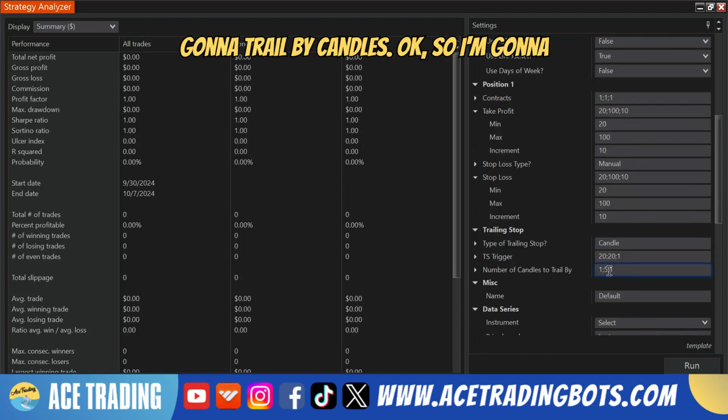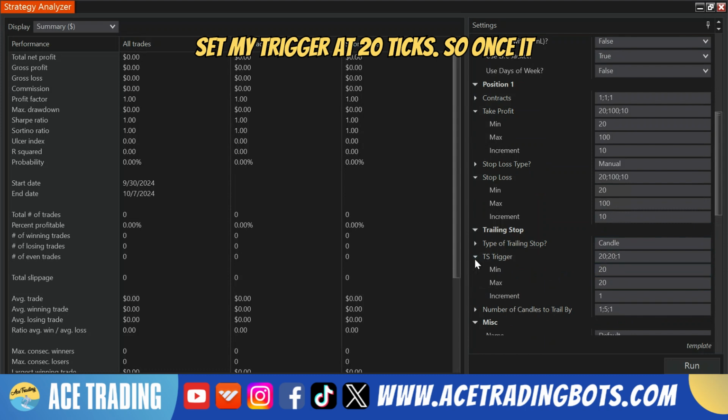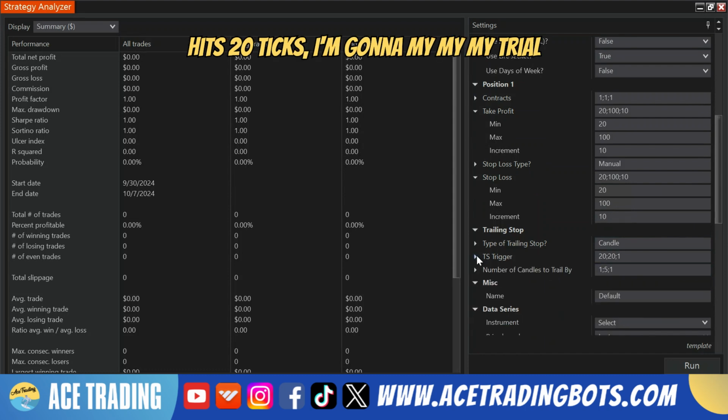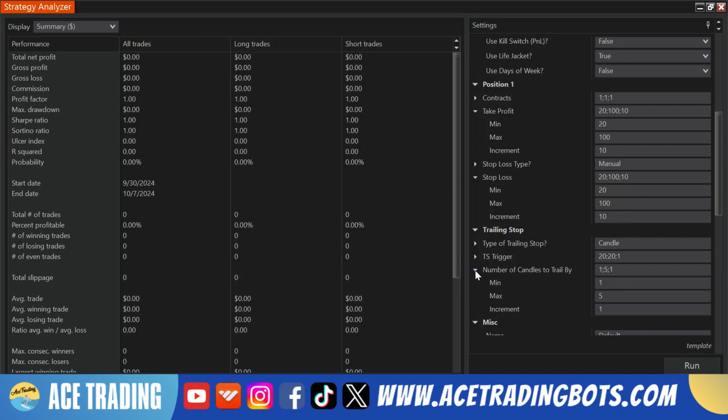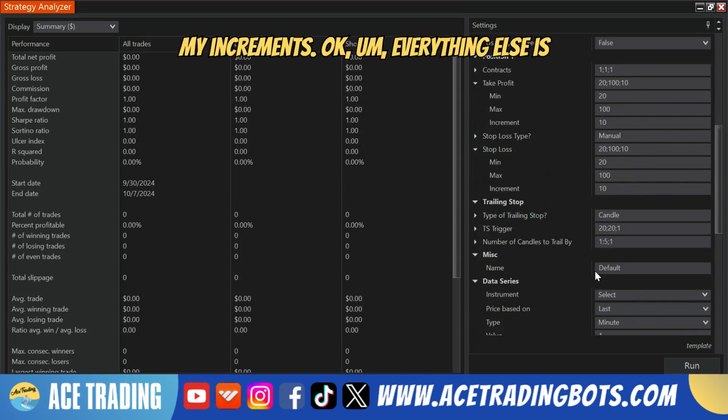And I'm going to trail by candles. Okay, so I'm going to set my trigger at 20 ticks. So once it hits 20 ticks, my trail stop will kick in, and then I'm just going to trail, see how many candles to trail back. I could increase this to 10 or whatever I want, but I just want to limit my increments. Okay, everything else is the same.